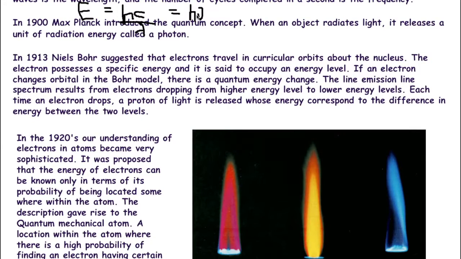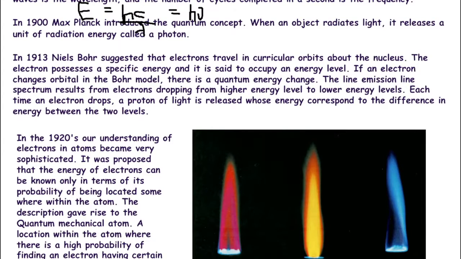The shorter the wavelength, the smaller the wavelength, the higher the energy. The smaller the wavelength, the higher the frequency. The higher the frequency, the higher the energy. So that's something that you should remember. And then Max Planck told us that energy is quantized. Niels Bohr gave us the idea that electrons orbit the nucleus in some sort of a planetary model, and he was able to explain the atomic line signature of each atom.